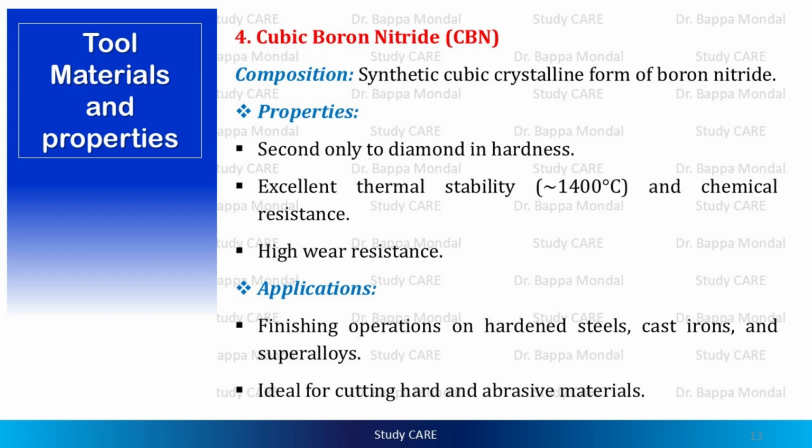4. Cubic boron nitride, CBN. Composition: synthetic cubic crystalline form of boron nitride. Properties: second only to diamond in hardness. Excellent thermal stability, 1400 degrees C, and chemical resistance. High wear resistance. Applications: finishing operations on hardened steels, cast irons, and superalloys. Ideal for cutting hard and abrasive materials.